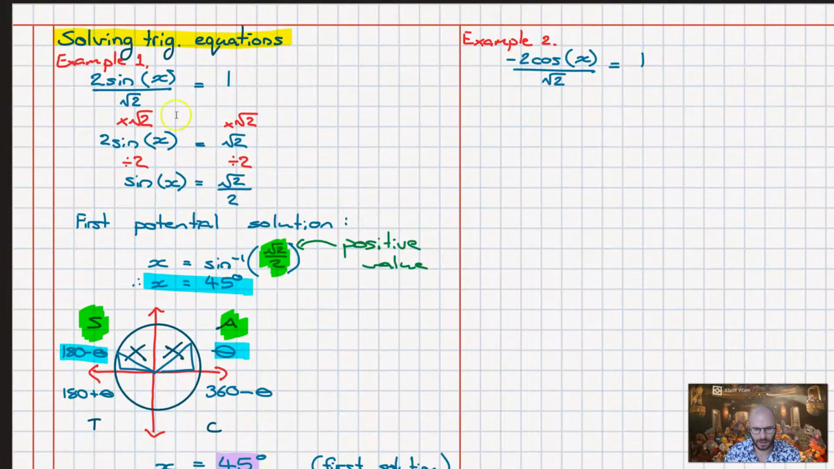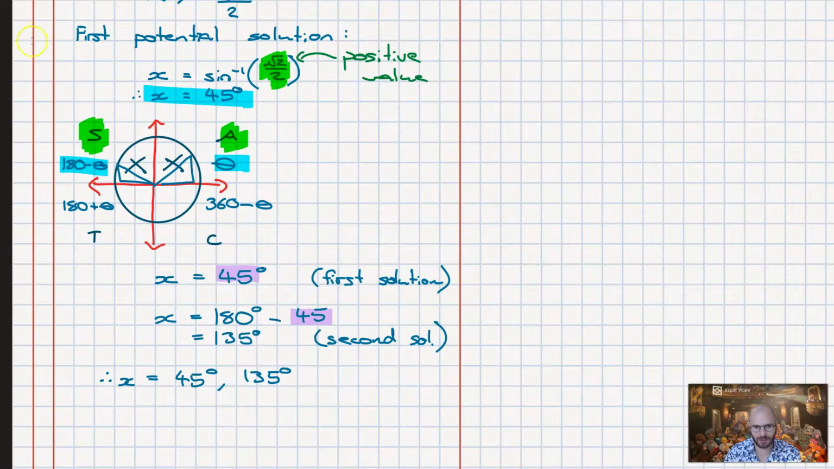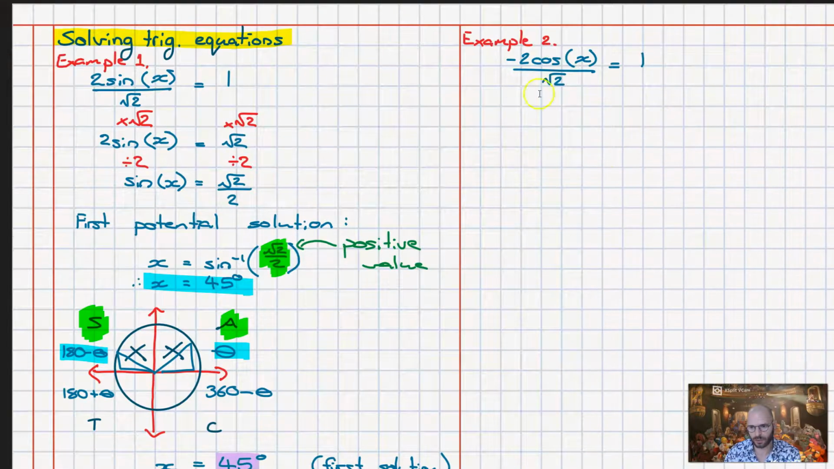So at face value, it seems like a pretty simple problem, but from an in-depth perspective, what we find is that the solution is not so trivial after all. Now going on to example 2, we have minus 2 cosine x all divided by root 2 is equal to 1. Once again, we're going to solve this problem by rearranging such that cosine x becomes the subject.